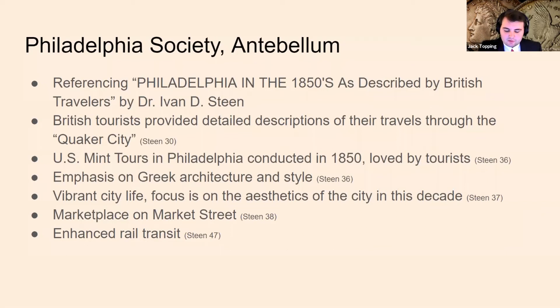Further down, we learn that transportation was up to date in that time, with Dr. Steen saying, quote, "Many of the streets of the Quaker city were lined with iron rails, indicating that the city had an extensive street railway system consisting of horse-drawn cars," end quote.